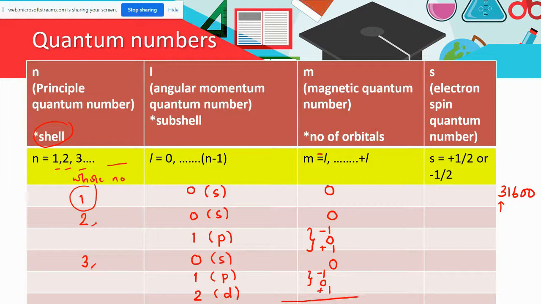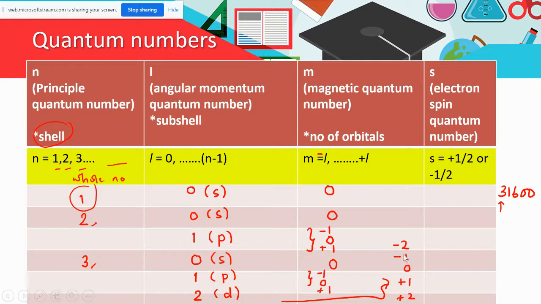What about D? Okay, D is the L value. That means the M starts with negative 2 until positive 2. What are the numbers you have in between? Negative 1, 0, positive 1, and positive 2.